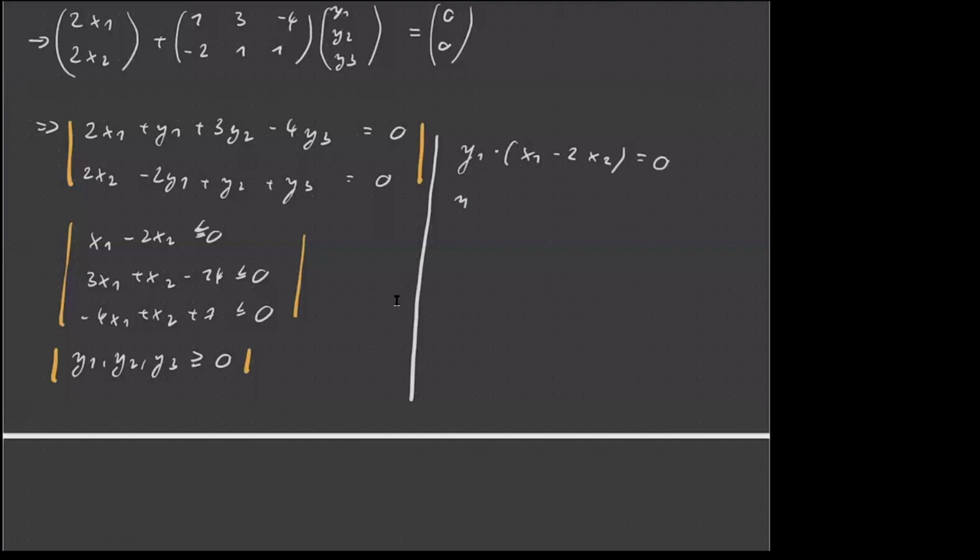And the same is true for y2 and its corresponding constraint, that is 3x1 plus x2 minus 14. And finally y3 and its corresponding constraint minus 4x1 plus x2 plus 7. So it's a 7 here, not a lambda. Okay, so these are the KKT conditions for that problem here.